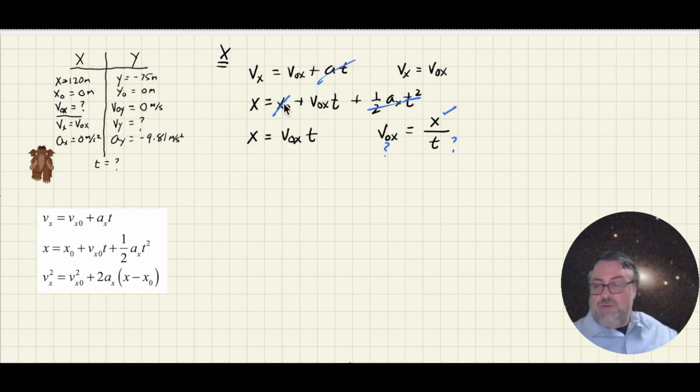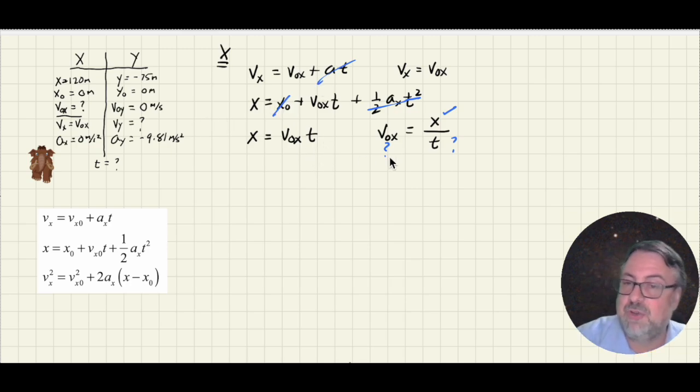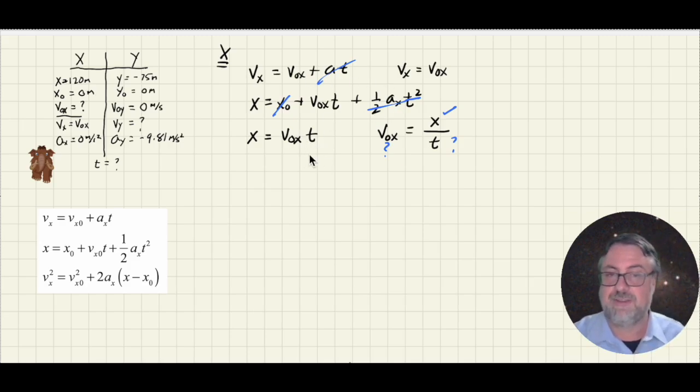Now, when you first start doing these projectile problems, it is often unclear which equation to start with, and whether I should start with the horizontal or the vertical. You develop a feel for the problems over time, but I was looking for the initial velocity in the x, so that's what I started with. However, if I look over in the y direction, you can see that I have more numbers to work with.